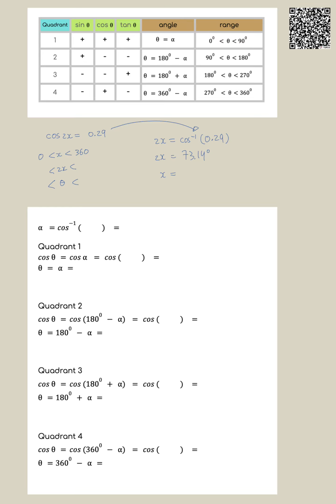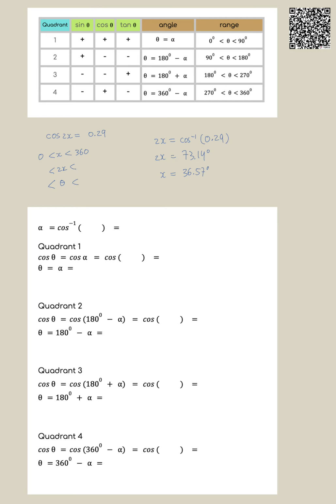And for the x value, we can simply divide by 2: 36.57 degrees. That's it. Is that the correct answer? Yes, it's correct because it's definitely between 0 to 360. But will you get full marks? No, because there might be some other values of x that give cosine 2x equals 0.29.